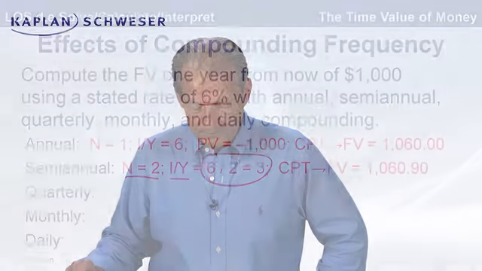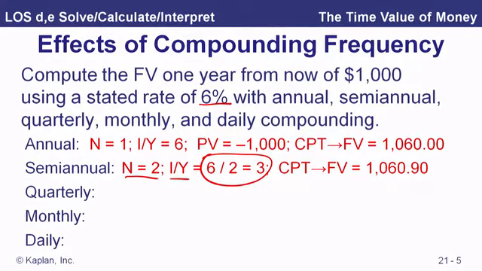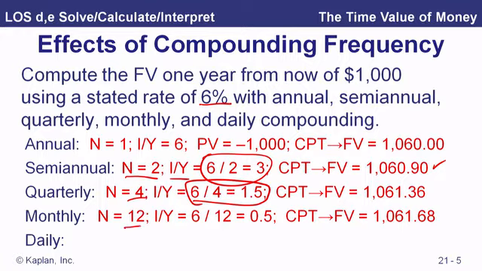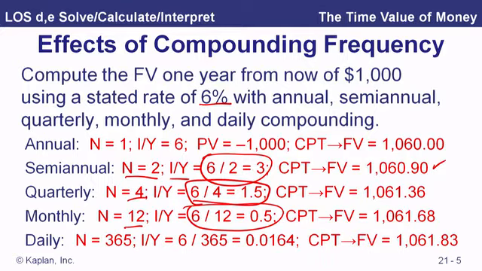So with more frequent compounding, it grows to a bigger number, just as we saw with our effective annual rate was greater the more frequent the compounding periods. So with quarterly, we divide that stated rate by 4 and use 1.5% interest rate for 4 periods. Monthly, we've got 12 periods. Our effective monthly interest rate is 0.5. And with daily, assuming a 365-day year, we've got n equals 365.